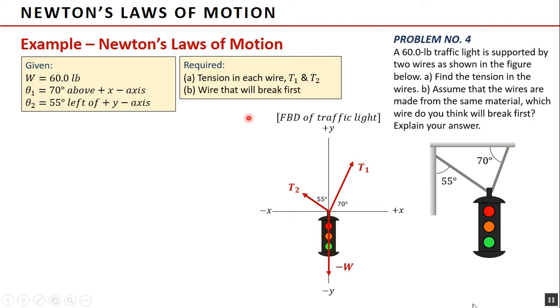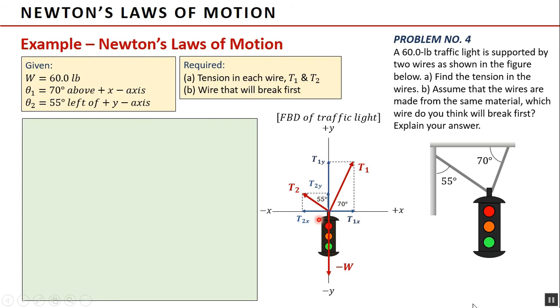Then, we are going to think which wire will break first. Now, since Newton's laws of motion require us to analyze forces along x and y axes, we need to transform this FBD in terms of the x and y components of the tension. For T1, we do some projections, so the x component of T1 is to the right, while its y component is upward. For the components of T2, again doing some projections, the x component of T2 is toward negative x-axis, and its y component is also upward. So let us further analyze.